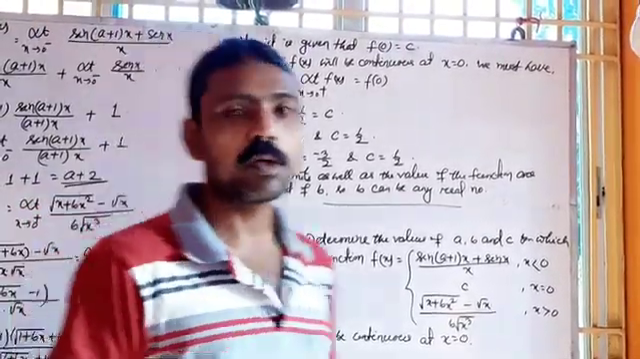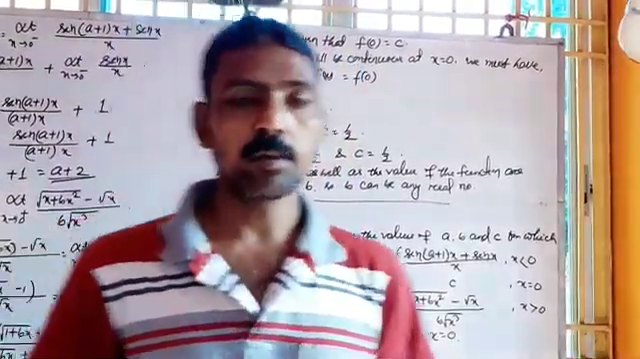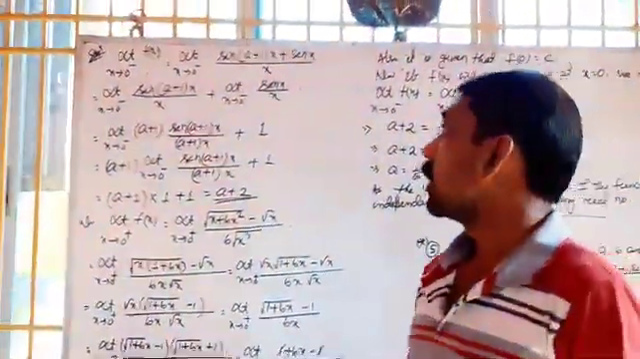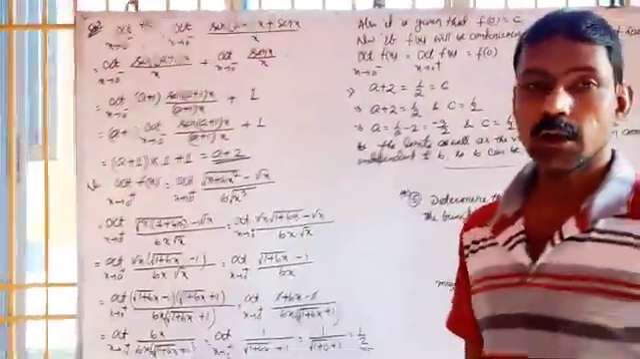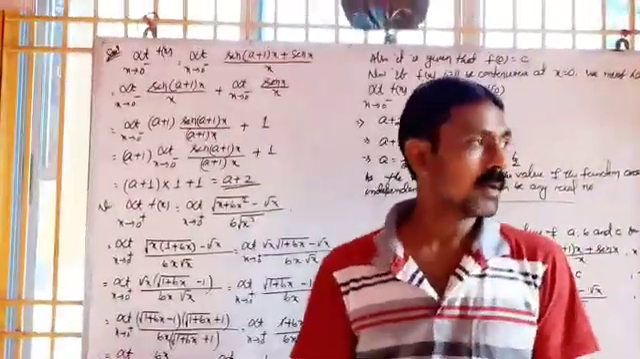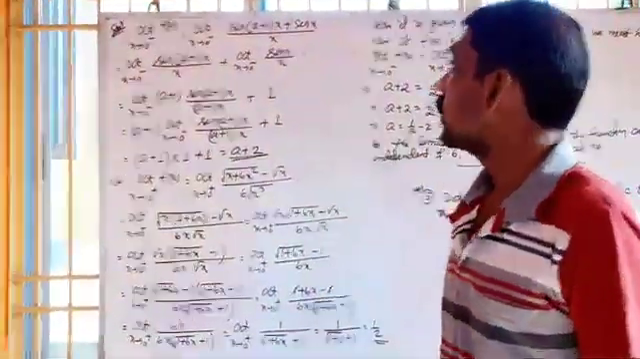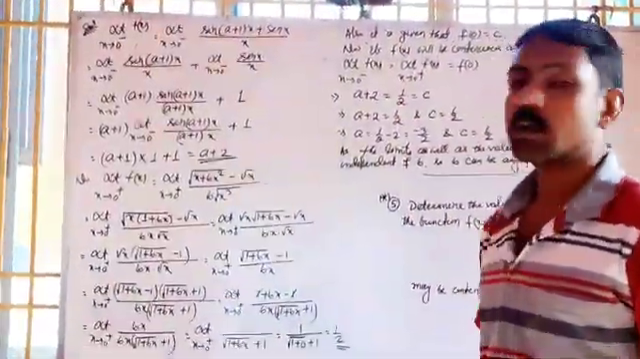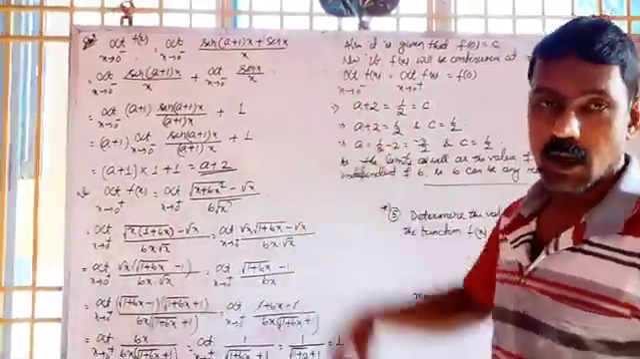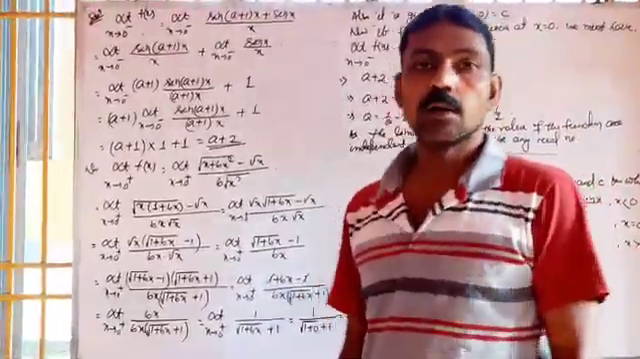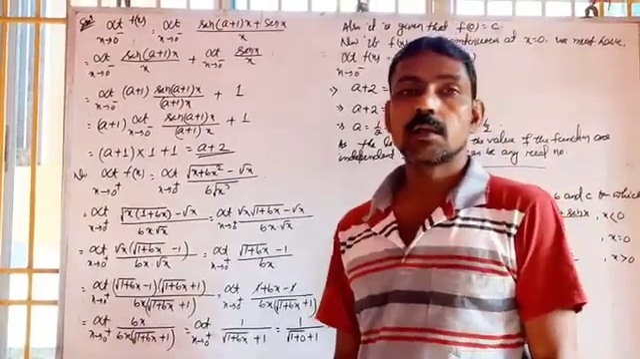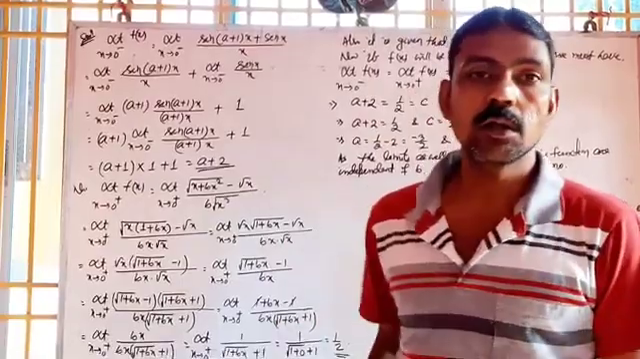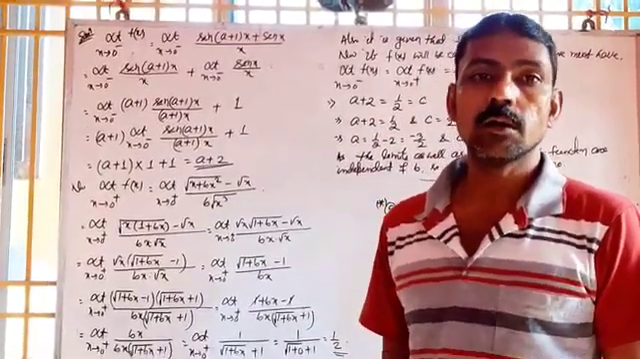So these are a few examples based on continuity. That means how to check a continuous function and how to find the value of some unknown quantity if a function is given to be continuous. So go through these questions, practice them and practice some more questions of this type and try to complete exercise 5.1. In the next class we will again discuss continuity in an interval. Okay, thank you.